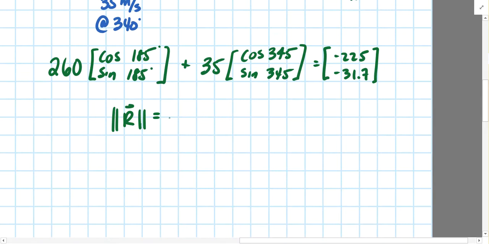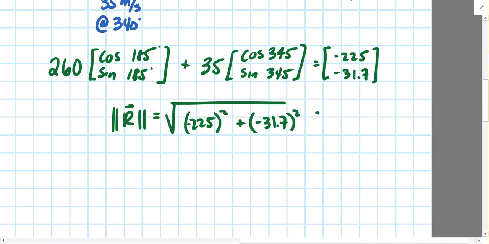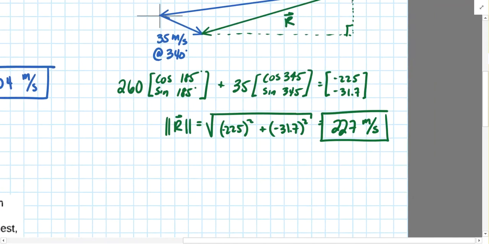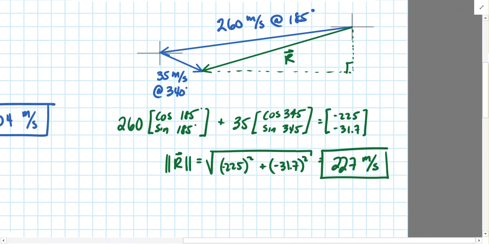The vector's magnitude is the square root of negative 225 squared plus negative 31.7 squared. If you do include the negative symbols, which are not entirely necessary, make sure you put them inside of grouping symbols like parentheses. But the results always come out positive as soon as you square negative numbers, so you can eliminate the negative signs altogether. The result comes out to be 227.2, so I think we'll say that the airplane relative to the Earth is moving at 227 meters per second instead of 260.